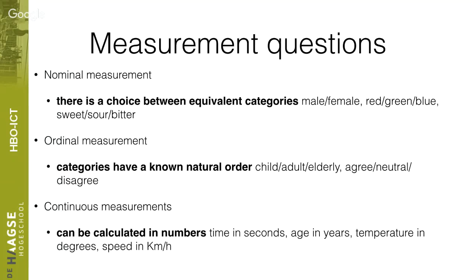And we can have continuous measurements. These are things like distance, things like time, and this is very straightforward. You just make the measurements and write down the number: temperature, age in years, and you already have very exact measurements. Now, why do I mention this?